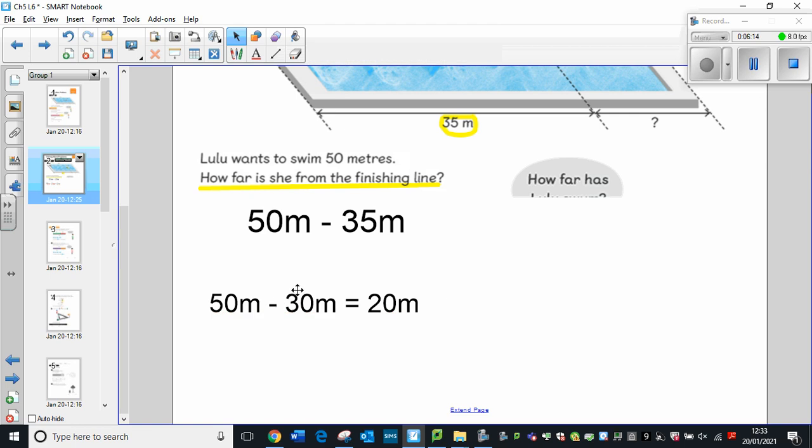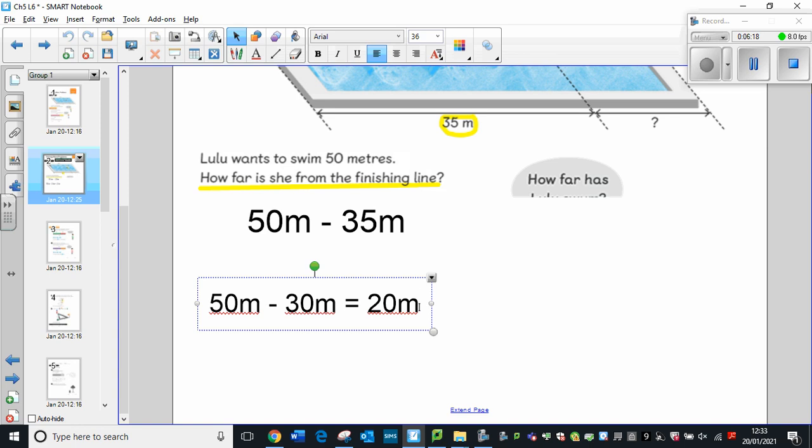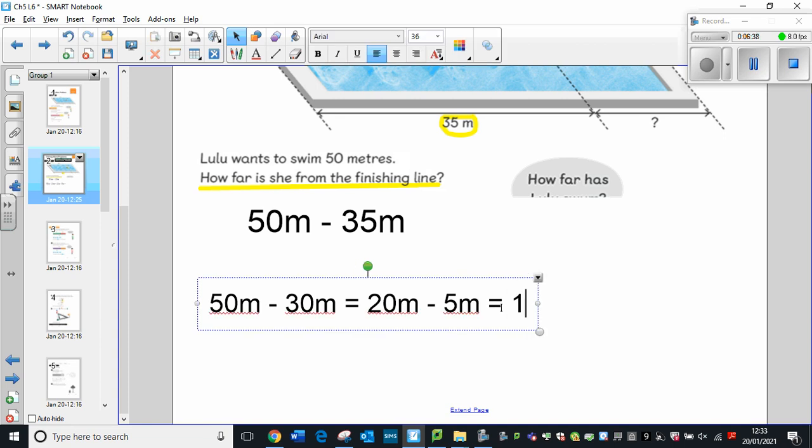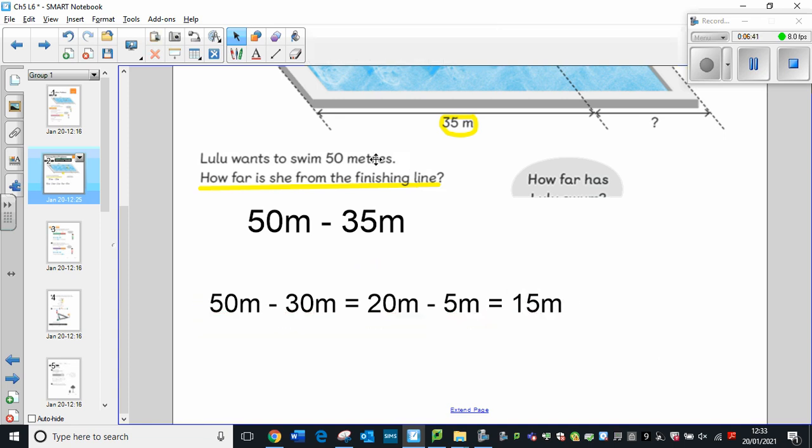So I'm on 20 meters now. But she didn't just swim 30 meters, we're not just taking away 30, are we? We're taking away 35. So now that I've taken away 30, I'm going to take away 5. So 20 meters take away 5 meters. I'm going to count back 5 from 20. 20, 19, 18, 17, 16, 15. Well, I know that altogether she has 15 meters left to swim.